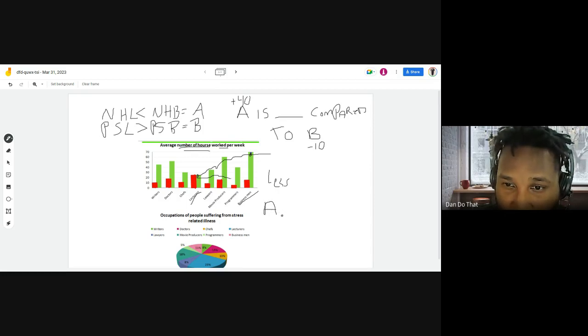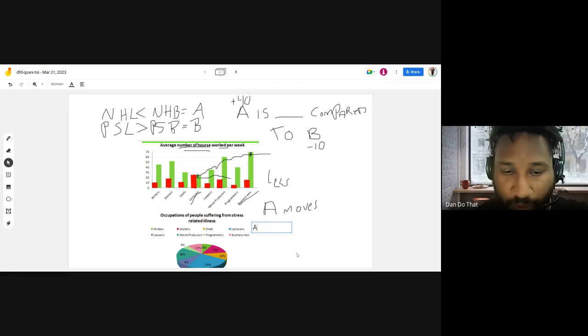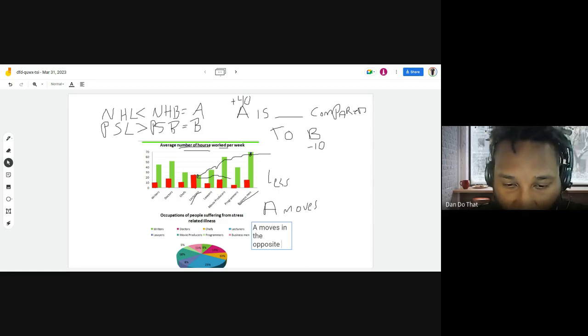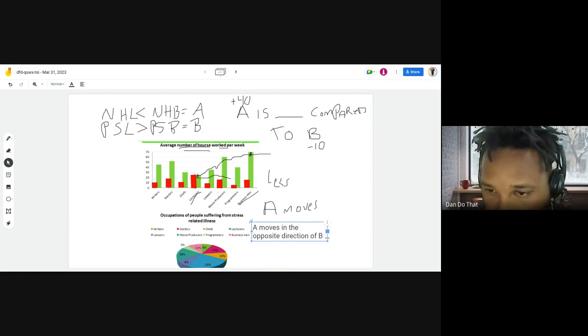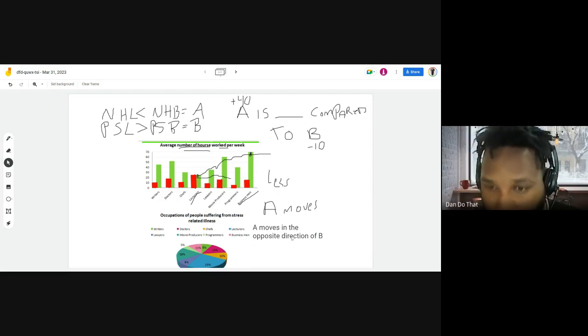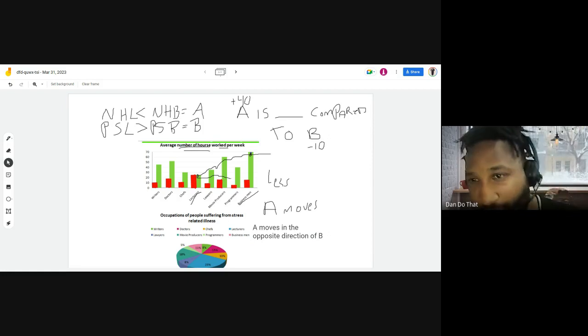So A moves. Why am I doing this? Why don't I just type? A moves in the opposite direction of B. You could say that. Is that what you're trying to say? Yeah. All right. That's fairly simple, and that's fine. It's not as many words as what we're about to do.